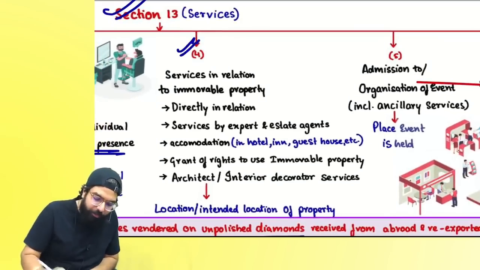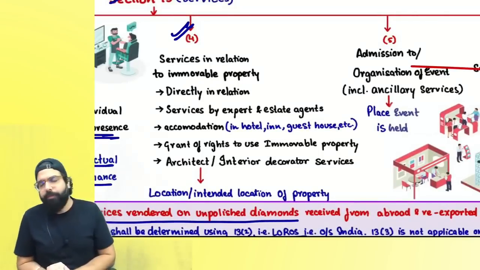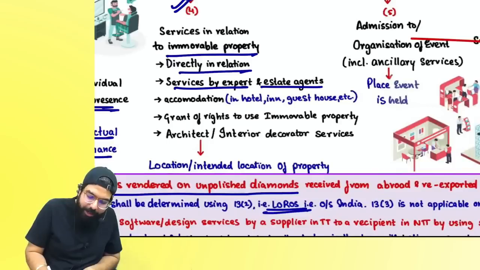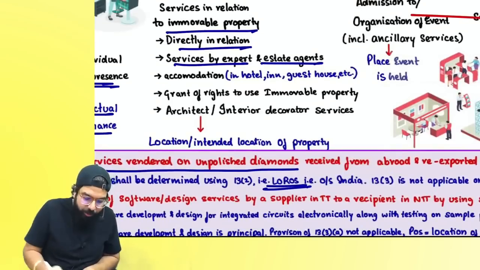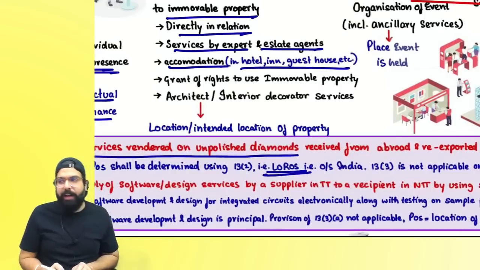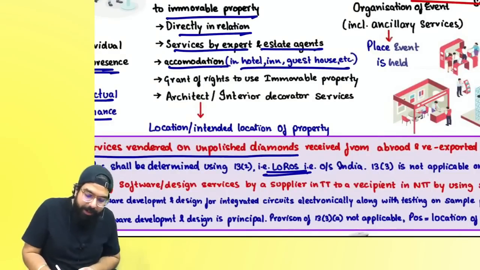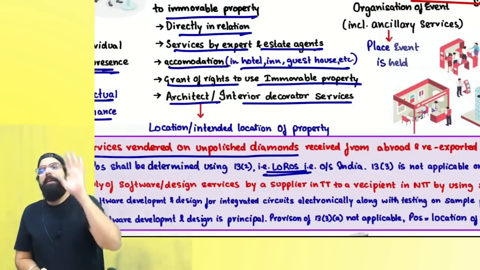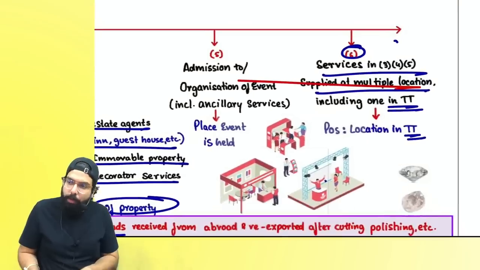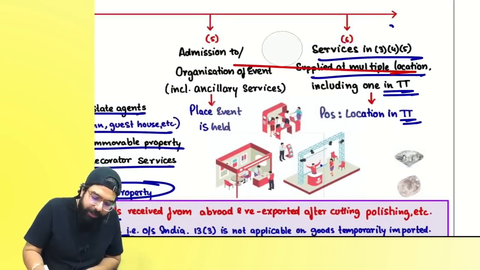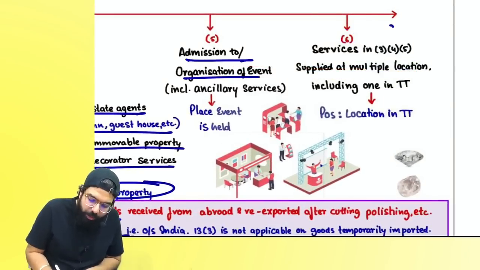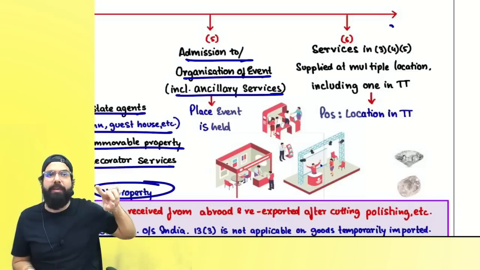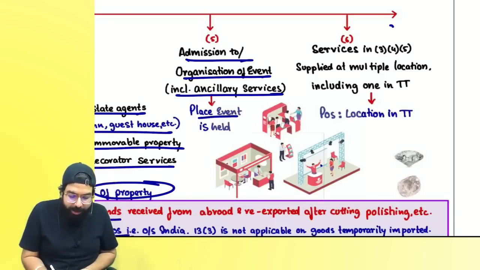Then we have section 13.4, which says services in relation to immovable property, directly or by an expert or real estate agent, accommodation service in a hotel or guest house, etc., or the grant of right to use immovable property, or the services of an architect or interior decorator: always the location or intended location of the immovable property. Then section 13.5 talks about admission to an event or organizing of an event or any ancillary service to organizing or admission to an event. Always it is the place where the event is held.